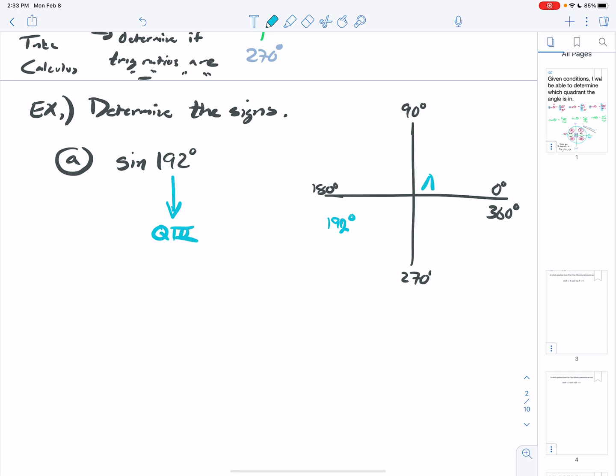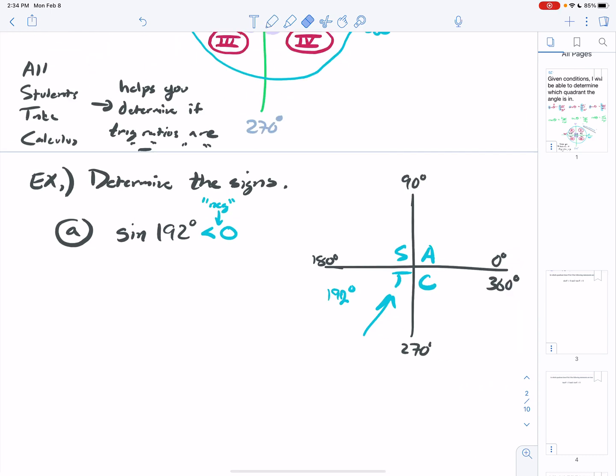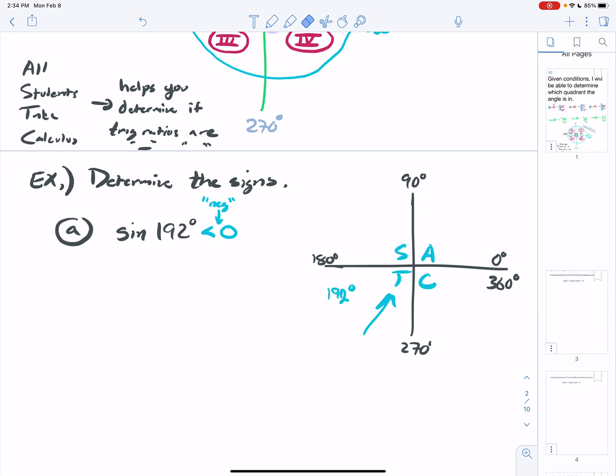So I know I'm in quadrant 3. And I know that all students take calculus, T. So tangent comes out positive. So I know that this will come out negative. And the way you guys write it out, okay, is less than 0. That means negative. Think about it. What numbers are less than 0? All the negative numbers. Okay? And then that's it.